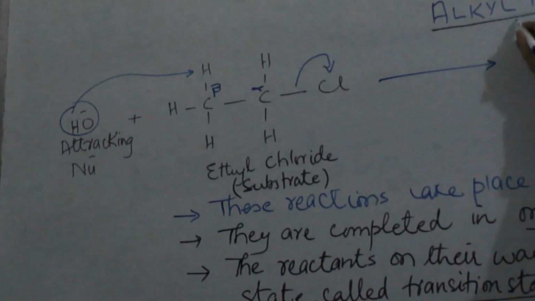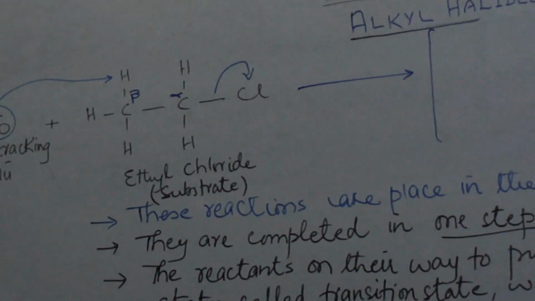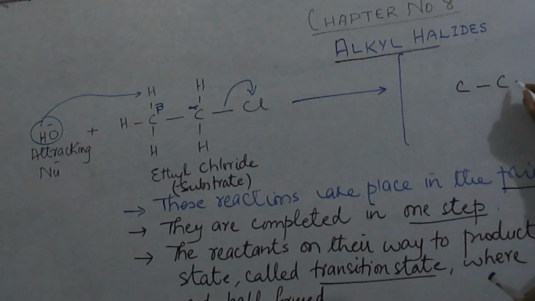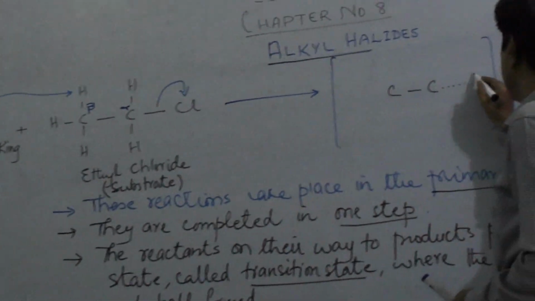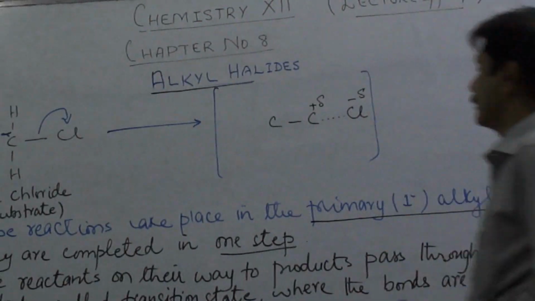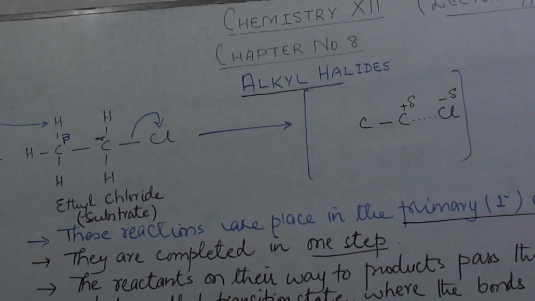In this way, a transition state will be obtained. In this transition state, the bond between carbon and chlorine is shown half broken by means of dotted line.